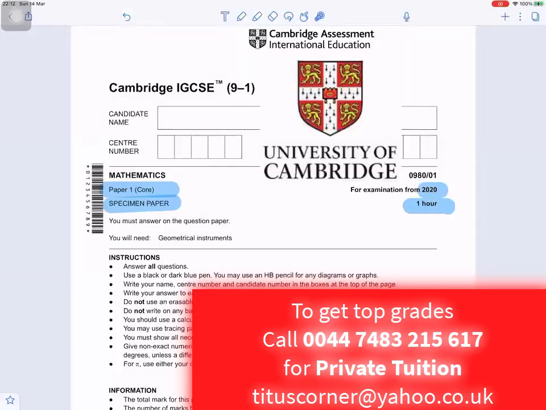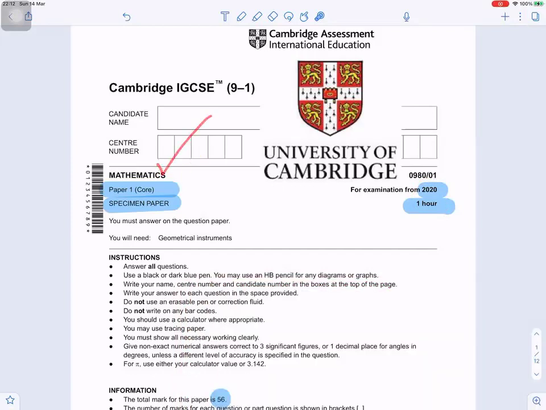Cambridge IGCSE 9-1. University of Cambridge examination from 2020, paper 1 core, mathematics. Answer all questions and you will need geometrical instruments. You may use tracing paper. You should use a calculator where appropriate. For pi, use your calculator value or 3.142. The total mark for this paper is 56.